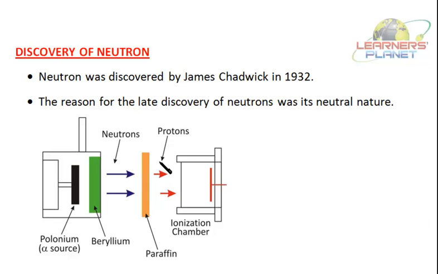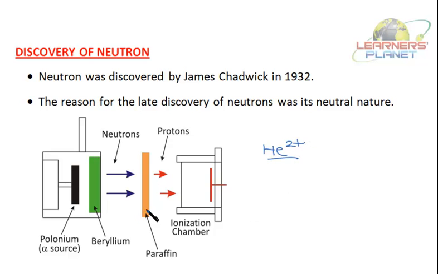Now it was discovered by James Chadwick. And how? Say, this is a beryllium rod. This is polonium. Polonium is an alpha particle source, that is, it is radioactive and it produces alpha particles. An alpha particle is the helium nucleus. Helium nucleus means it has 2 protons and 2 neutrons. That's it. So He2+ is the alpha particle.